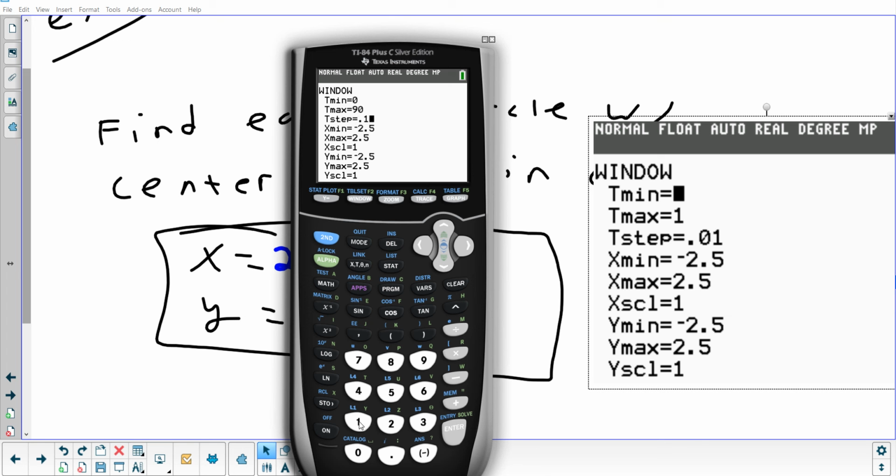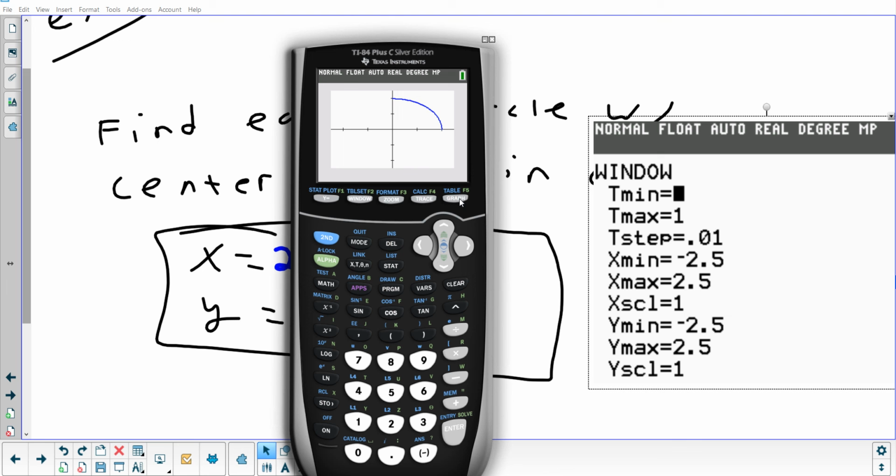Even 0.1, that's 900 points. That's a lot. I would probably even just go by twos. Count 0 to 90 by twos. That's 46 points. That's pretty good. So let's hit graph.